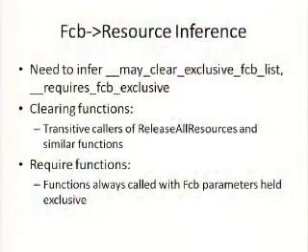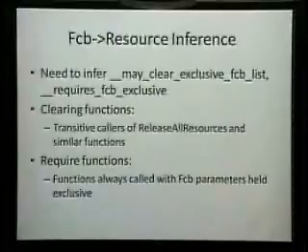The question is, we had these deep call chains, and there are several hundred functions that follow this behavior. We need to infer these two annotations, make clear exclusive FCB list, and requires FCB exclusive. So the clearing functions, this is pretty simple to find. It's just anyone who transitively calls release all resources and the related functions. There are actually a number of functions which will do the primitive loop through the FCB list and release it.